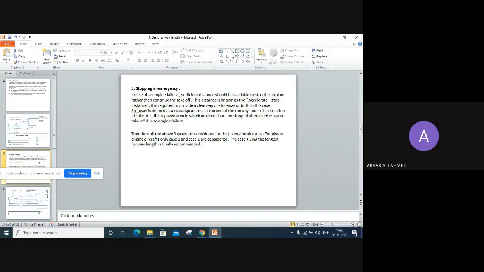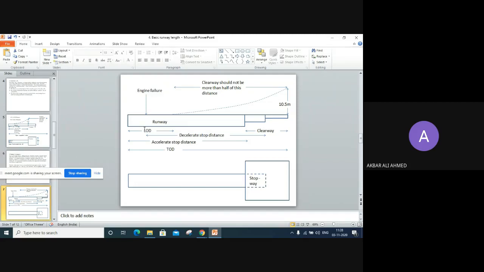So you can see this diagram. Here the diagram is a little bit different. Here LOD is up till here, and 10.5 distance is somewhere here. And that time it was 115% of LOD. It should be 10.5. Here it is not in that manner. Then accelerate stop distance means here the engine has failed and you stop here. And this is accelerate stop distance. That means from here it has started and it stopped here.